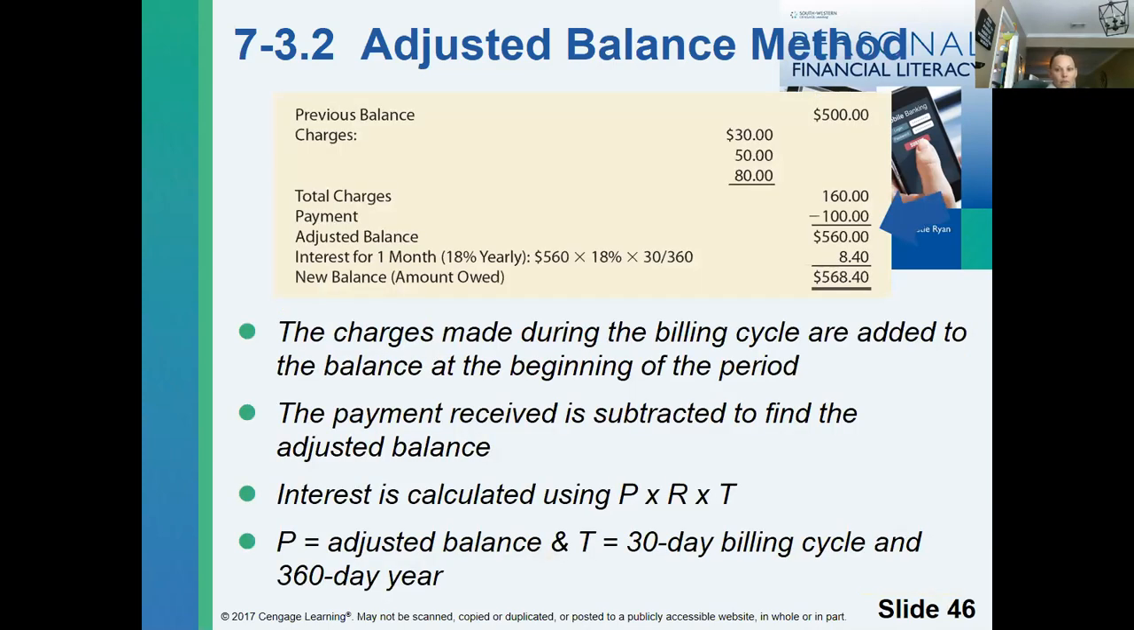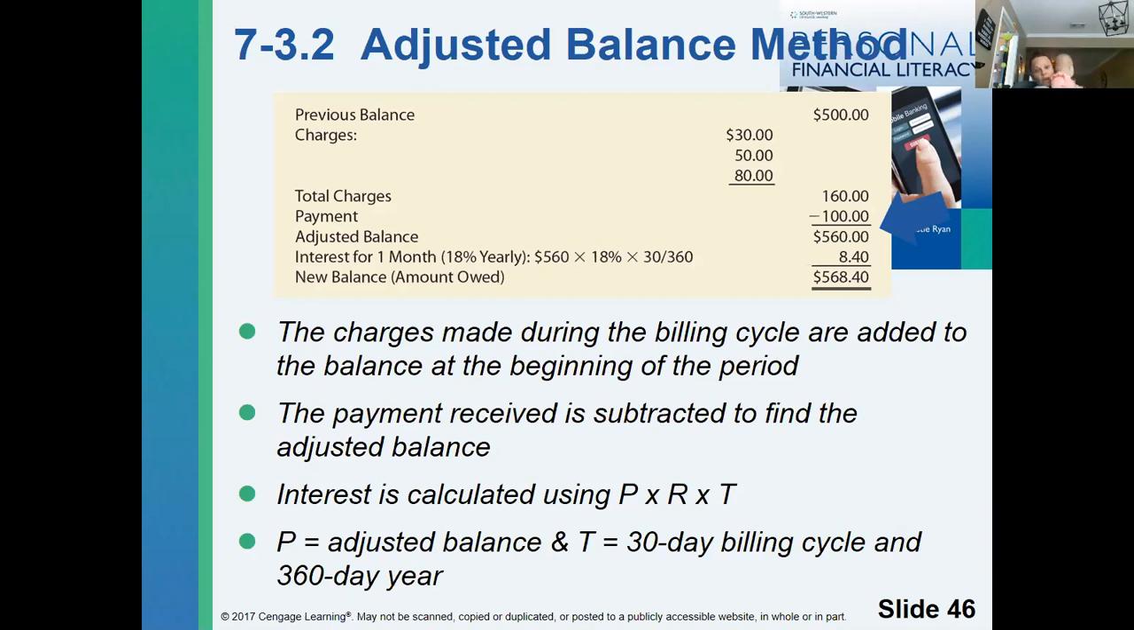So that's the same picture. The previous balance was $500. You spent $30, then $50, and another $80. So you spent a total of $160 this month on your credit card. You made a payment of $100. So your adjusted balance is $560. They added in your charges and took away the payment you made. So $560, that's what they're computing the interest off of.